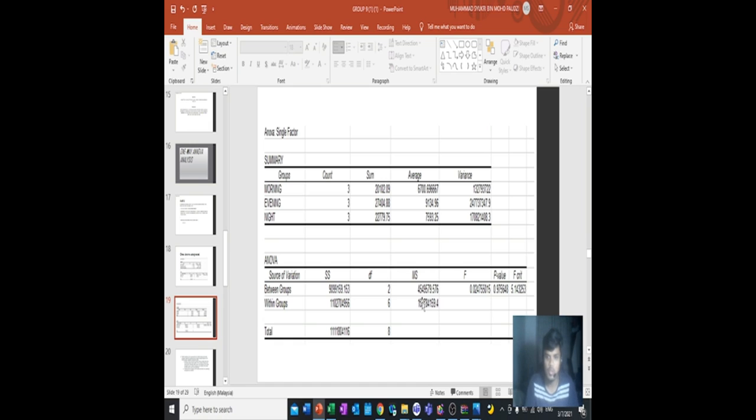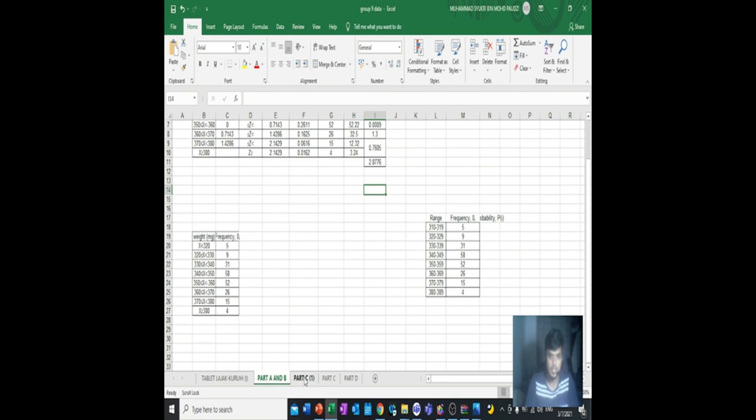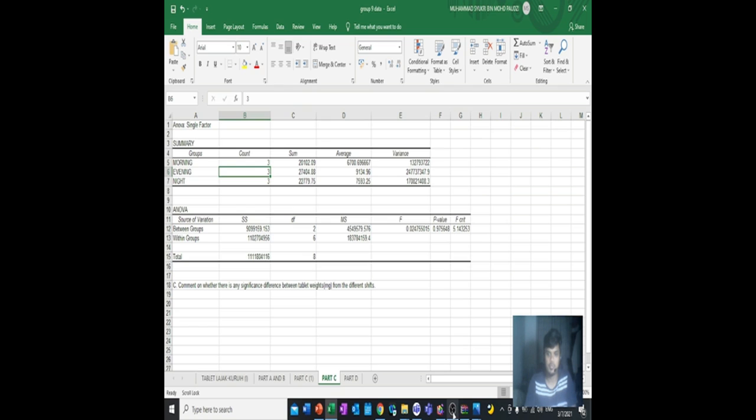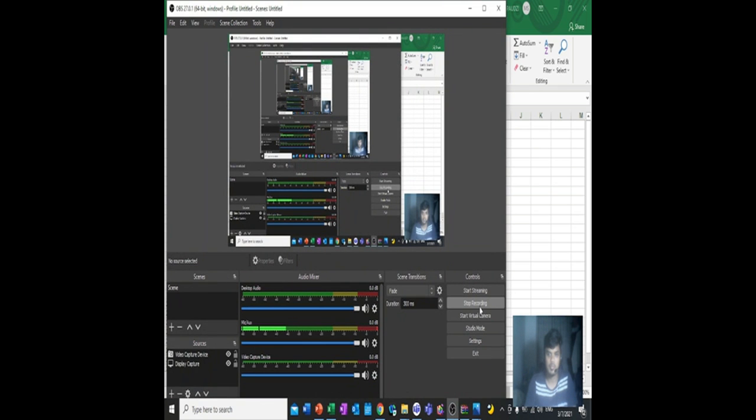So the source of variation will be between groups and within groups. For between groups, the SS will be 9099159.153. The degrees of freedom is 2, and the MS will be 4549579.506. For the F, we will get 0.024755, and the P-value that I got is 0.975648, and the F crit will be 5.143253. So the total SS will be 1111804116, and the degrees of freedom for this is 8.